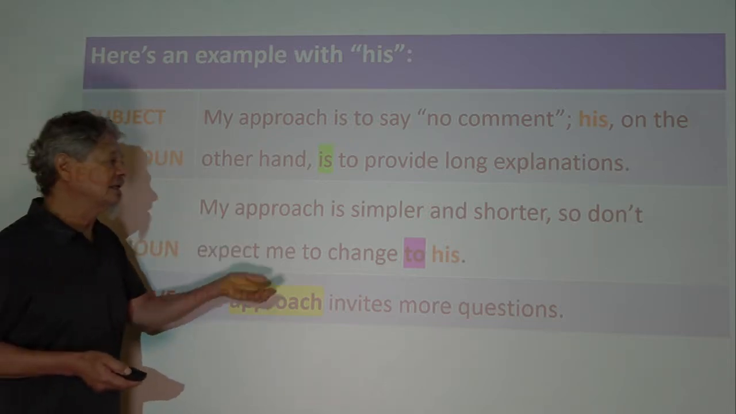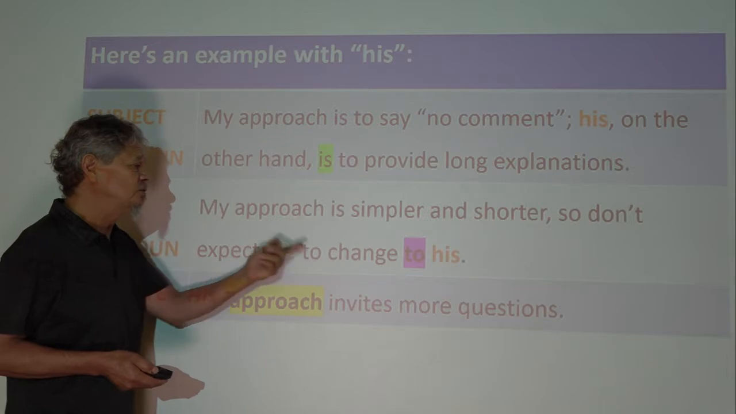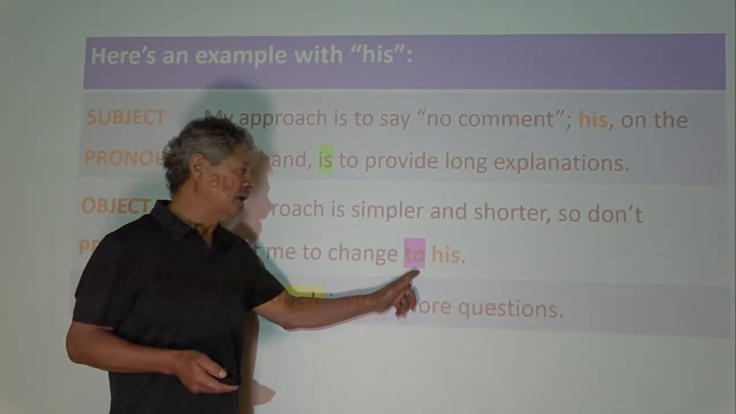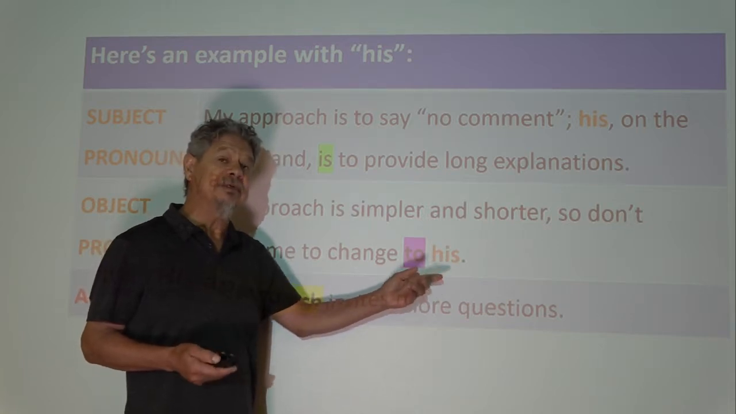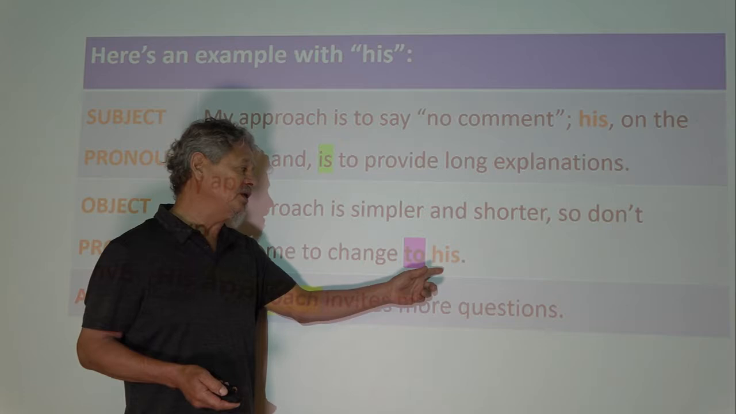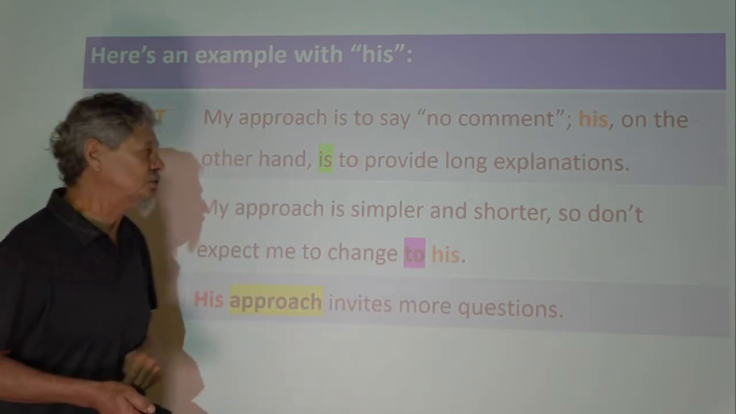"My approach is simpler and shorter, so don't expect me to change to his," after the preposition. Okay, so again, "his" is representing "approach," his approach. But here, it is being used as an object pronoun because it comes after the preposition "to."